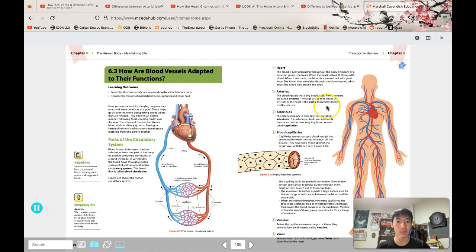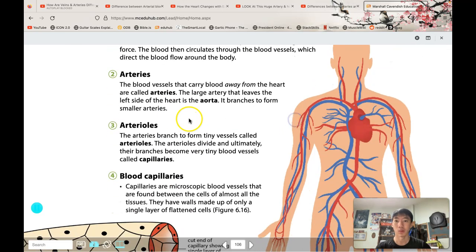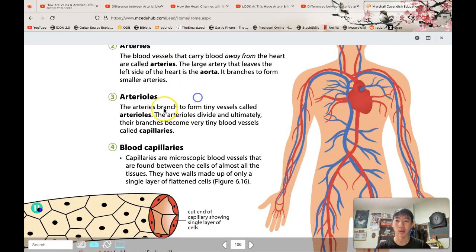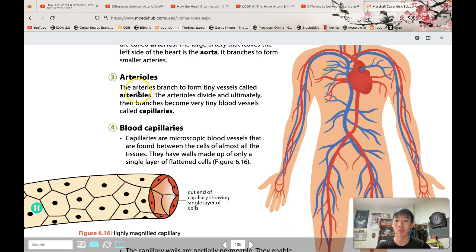So that is arteries. Now let's talk about arterioles. The arteries branch to form tiny vessels called arterioles, and the arterioles will divide, and ultimately their branches will become the tiny blood vessels called capillaries.